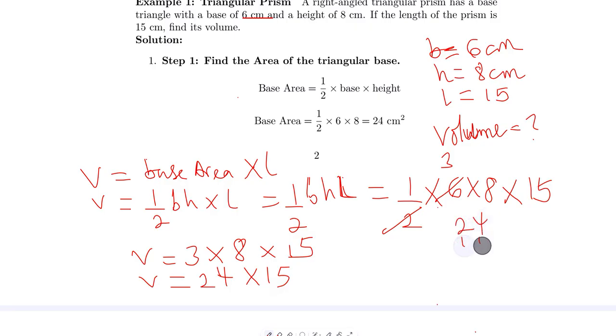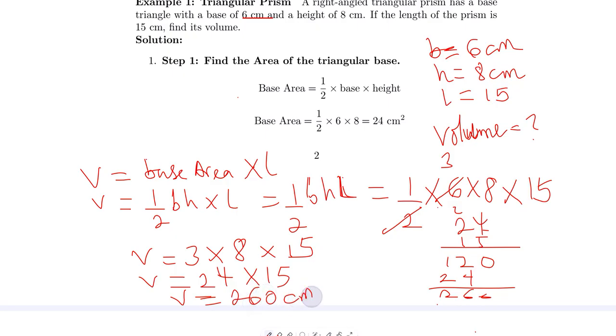24 times 15. 5 times 4 is 20, so this is 0, remainder 2. 5 times 2 is 10 plus 2, 12. 1 times 4 is 4, 1 times 2 is 2. So this is 260. So our volume here is 260 centimeter cube. That is the volume of our triangular prism.